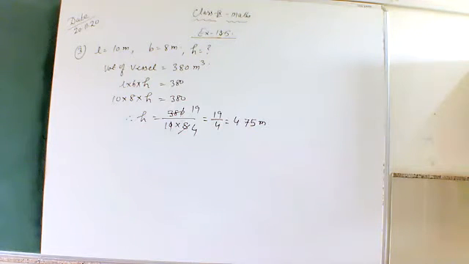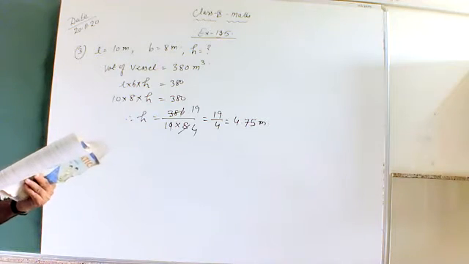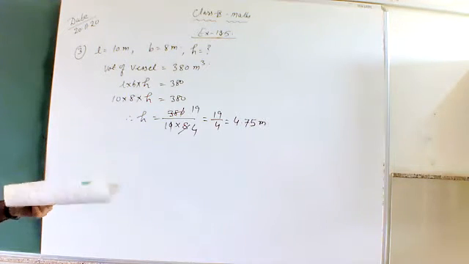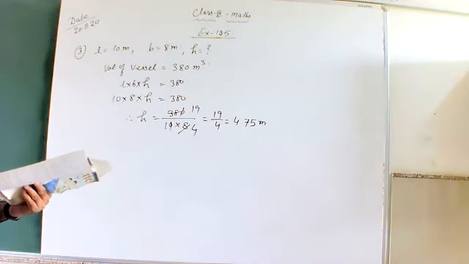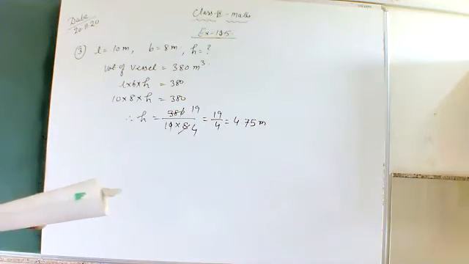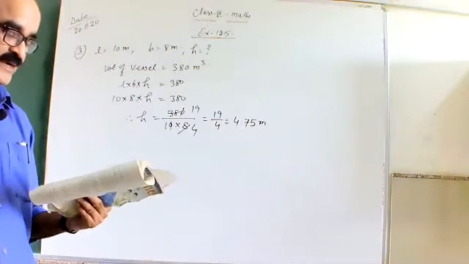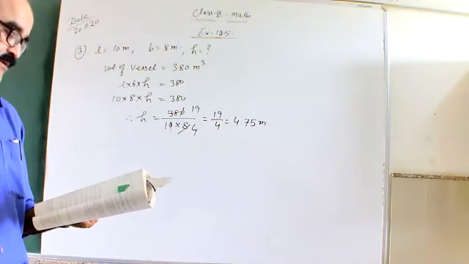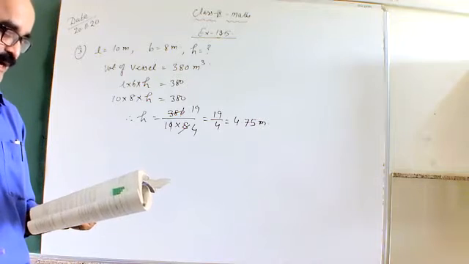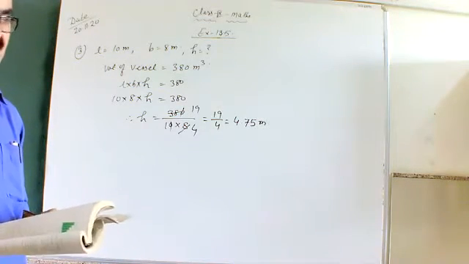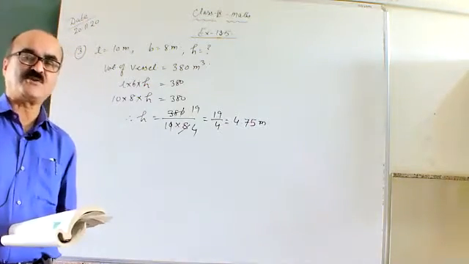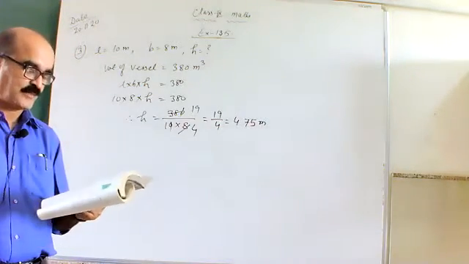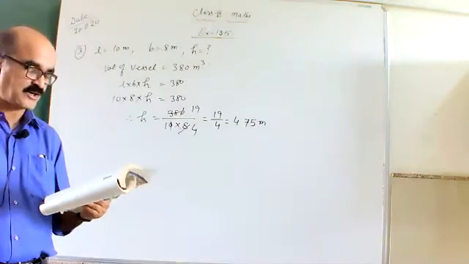Next is to find the cost of digging a cuboidal pit 8 meters long, 6 meters wide, and 3 meters deep at the rate of rupees 30 per meter cube. So it is also very simple. Length, breadth, and height are given. First of all, we will find out the volume of the cuboidal pit, that is L into B into H.